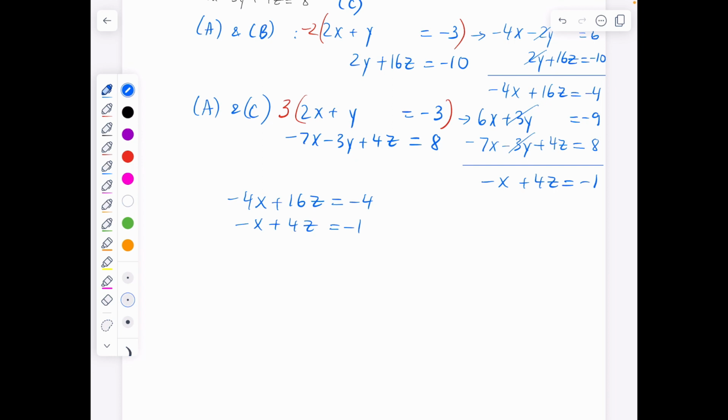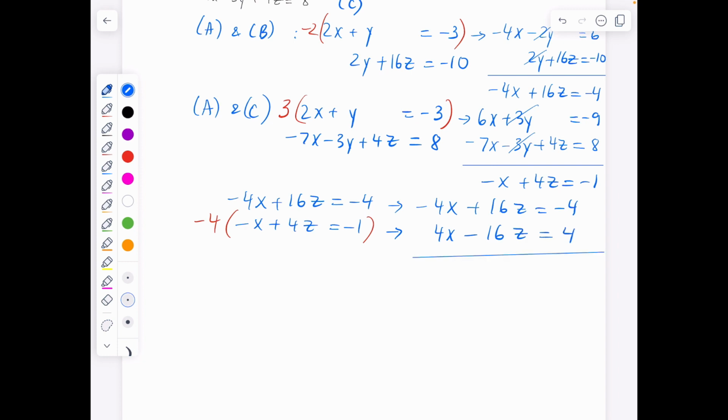I just need to make one of them to be negative 4 and the other one to be positive 4. So I'm going to multiply the second equation by negative 4 because that will give me positive 4 for x. So this will be negative 4x plus 16z is equal to negative 4. That equation stayed the same. The second equation will become positive 4x minus 16z is equal to positive 4.